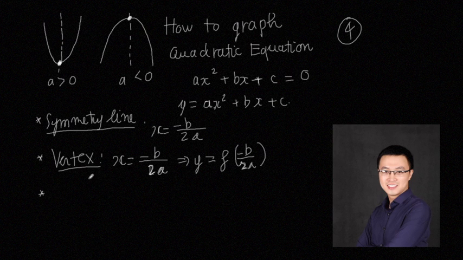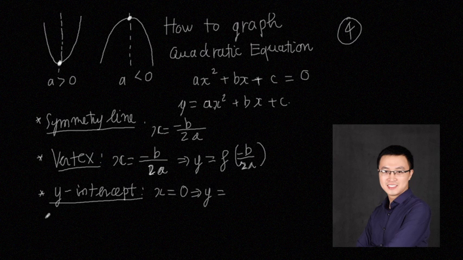And the third step, you find the y-intercept. The y-intercept is the point of intersection with the y-axis. How can you find this point? You put 0 for x and you will find y. That is f of 0.